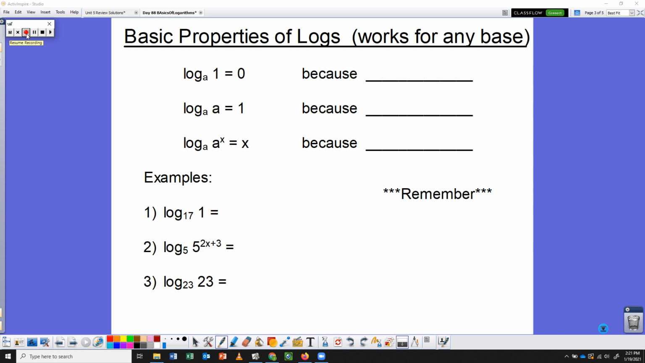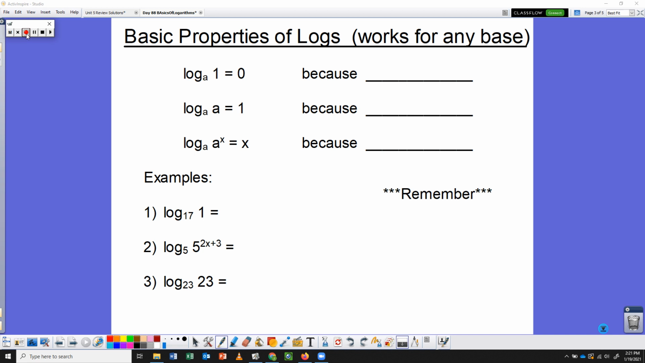The next thing that we're going to take a look at are some of the basic properties of logarithms. And what I mean by basic properties of logarithms are these are things that should work no matter what base logarithm you want to use, whether you want to use base 2 or base 10 or base e or base 57, whatever. So the first one is log of any base a of 1 has to be 0.